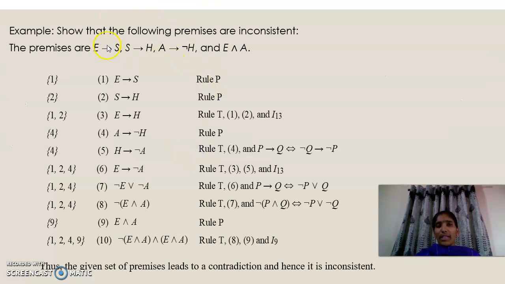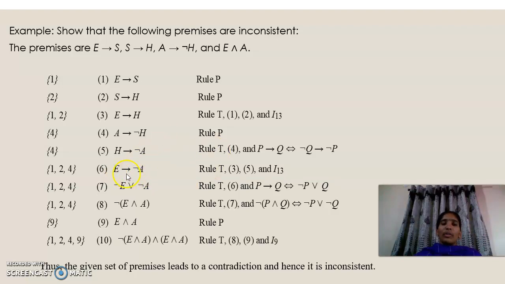See here one example: the following premises are inconsistent. Inconsistency is nothing but you can show that it is a contradiction. So here first I have to take the first premise, E conditional H, and the next one, S conditional H. By using these two, rule I13, I have to write down E conditional H. The next premise is A conditional negation H. This one we can write as the contrapositive, H conditional negation A. By using these two, again I write E conditional negation A.